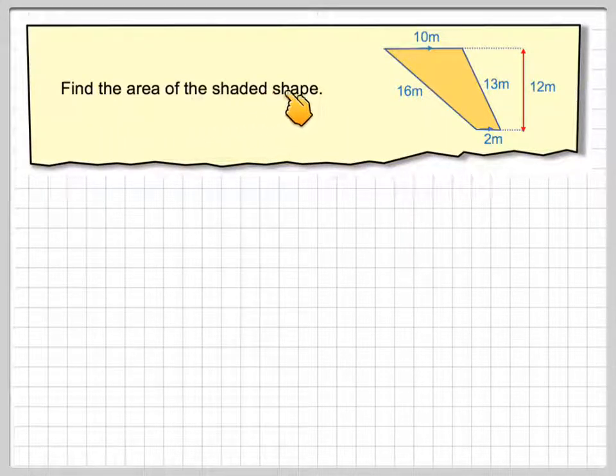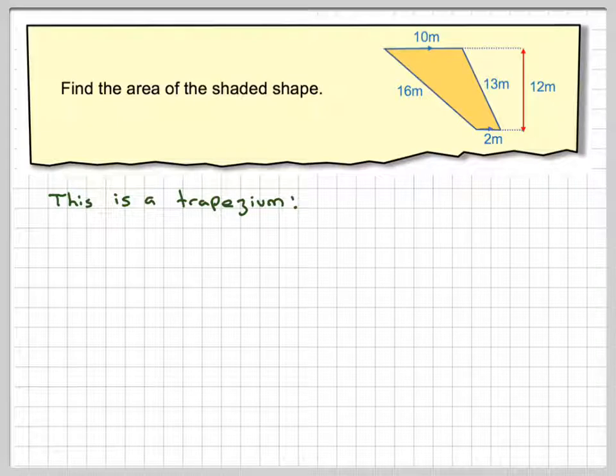Find the area of the shaded shape. Now this shape here, where you have two parallel sides joined by two lines which are unequal length, i.e. a quadrilateral, is called a trapezium. Later you will find actually the formula for finding the area of a trapezium.